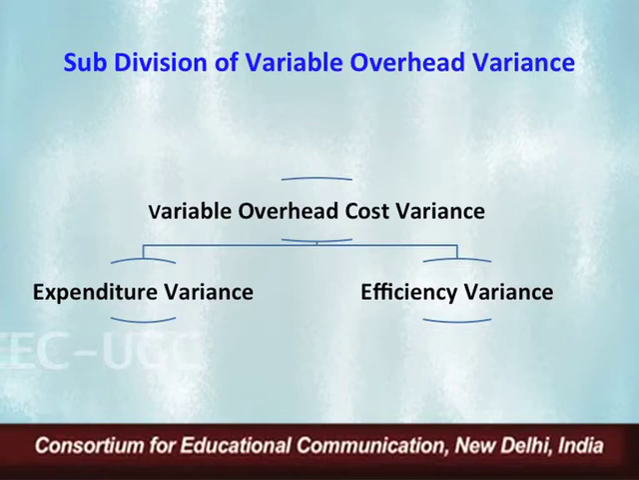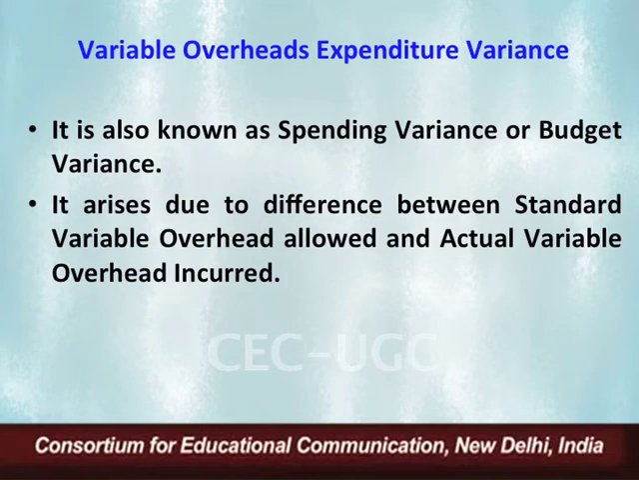So once we are computing variable overhead cost variance, the sum total of expenditure and efficiency variance must be equal to variable overhead cost variance. In other words, we justify variable overhead cost variance by computing expenditure variance and efficiency variance, right?